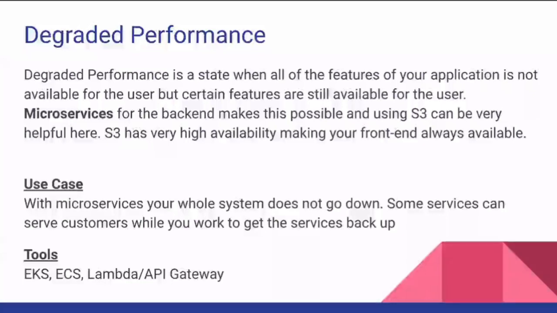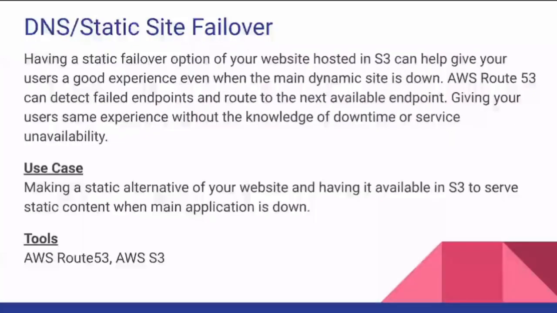instead of having everything coupled together as a single unit. Now, the next strategy here is DNS and static failover. Having a static failover option of your website hosted in S3 can help give your users a very good experience. Even when the dynamic site is down, AWS Route 53 can detect failed endpoints and route to the next available endpoint, giving your users the same experience without the knowledge of downtime or service unavailability.